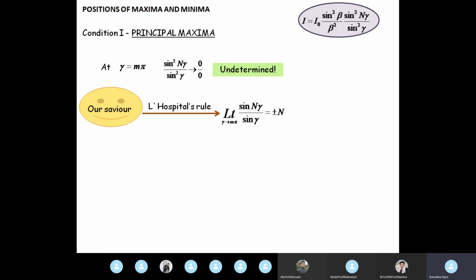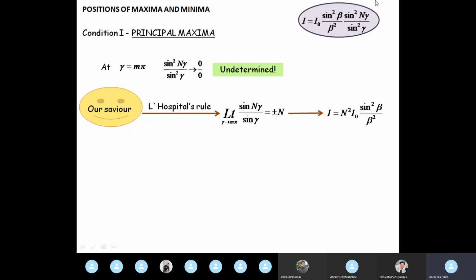So at gamma equal to m pi, cos n gamma by cos gamma becomes plus or minus 1, because it's m pi, so cosine will be plus or minus 1. So the result is plus or minus n. So you see, at gamma equal to m pi, sine n gamma by sine gamma becomes plus minus n, and the intensity I becomes proportional to n squared.